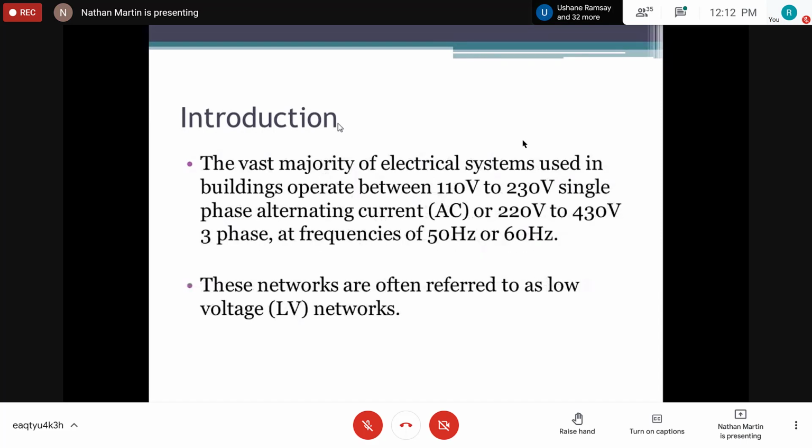We said the vast majority of electrical systems operate between 110 volts to 230 volts single phase, or 220 volts to 430 volts three phase, at a frequency of 50 or 60 hertz. Locally, our frequency is 50 hertz, while in America they use 60 hertz and so on.